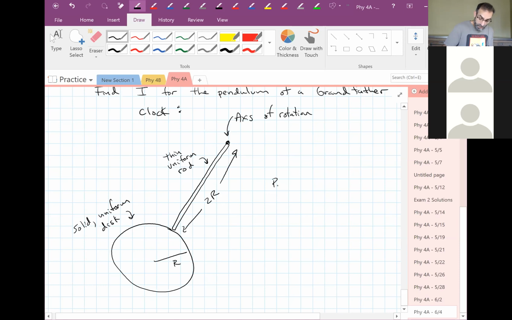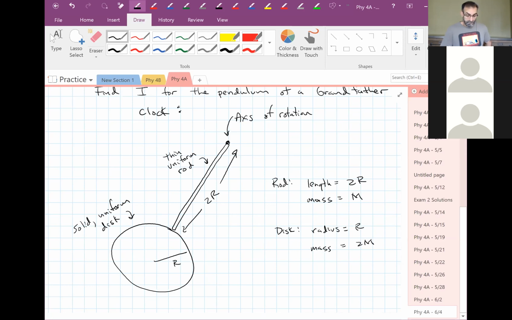So for the rod, we'll use length 2r and mass m. And for the disc, we'll use radius r and mass 2m. Go ahead and see if you can set that up.